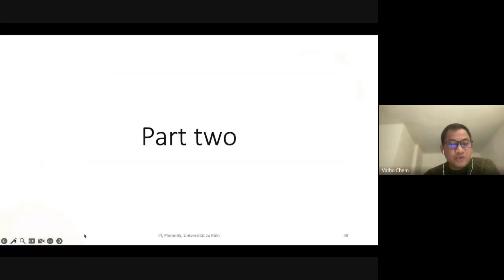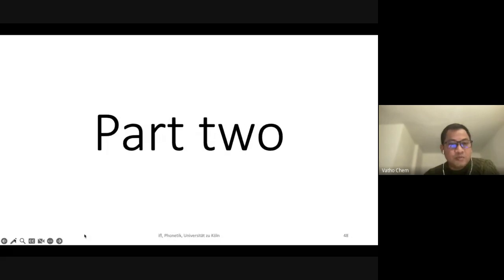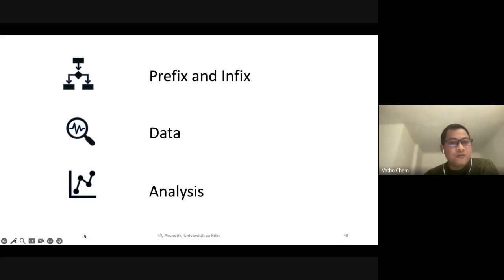So let's move to today's talks. This is part 2 of my PhD project. Today I'm going to talk about the prefix and infix in Central Khmer. The second part is about the data, how to collect the data, and how to rank, clean, and prepare it for machine learning algorithms for predicting the reduction phenomena in Central Khmer. And the last part, I'm going to talk about the analysis, with 4 different approaches for analyzing the data.